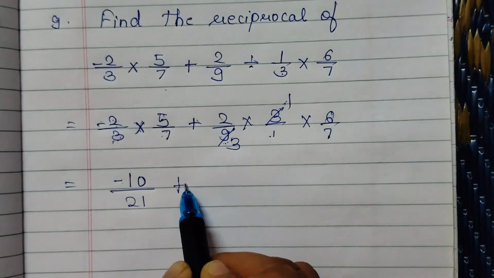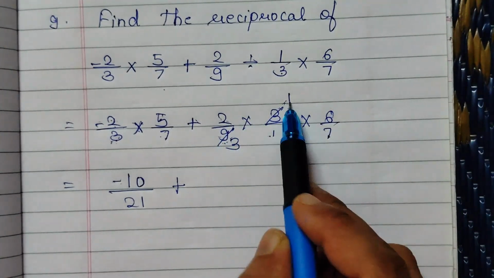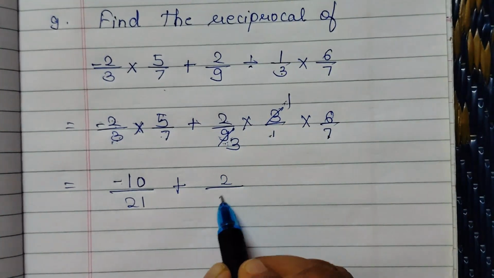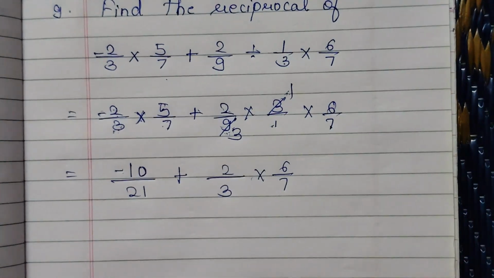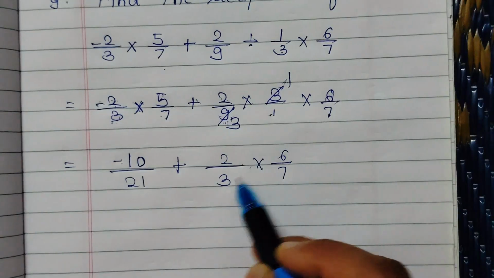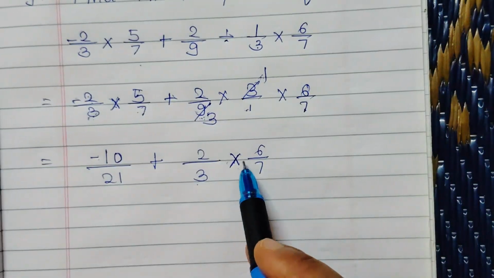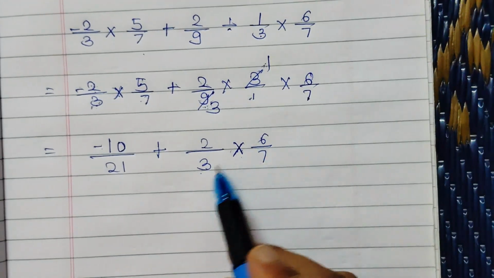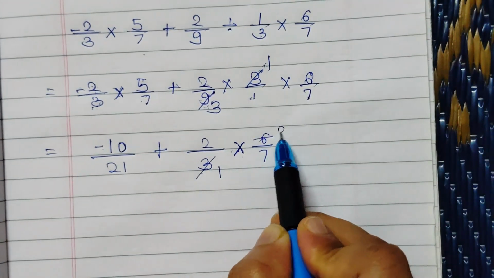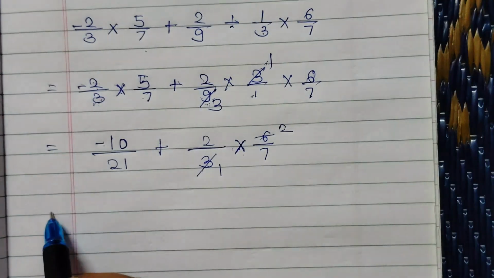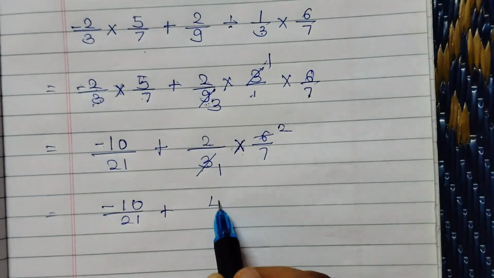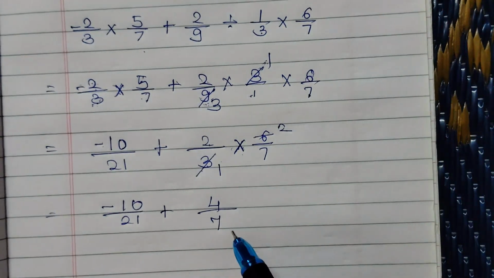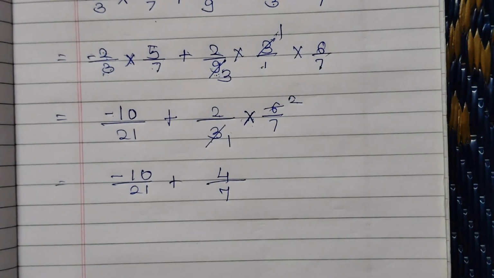Now the plus sign will come as it is. Here, 2 1s are 2, 3 1s are 3, into 6 upon 7 will come as it is. Now here we see 3 and 6 multiplication. After division we now start multiplication. So here we can reduce, 3 1s are 3, 2s are 6. So now what we got: minus 10 upon 21 plus 2 2s are 4 and 1 into 7, 7. 4 upon 7 we got.